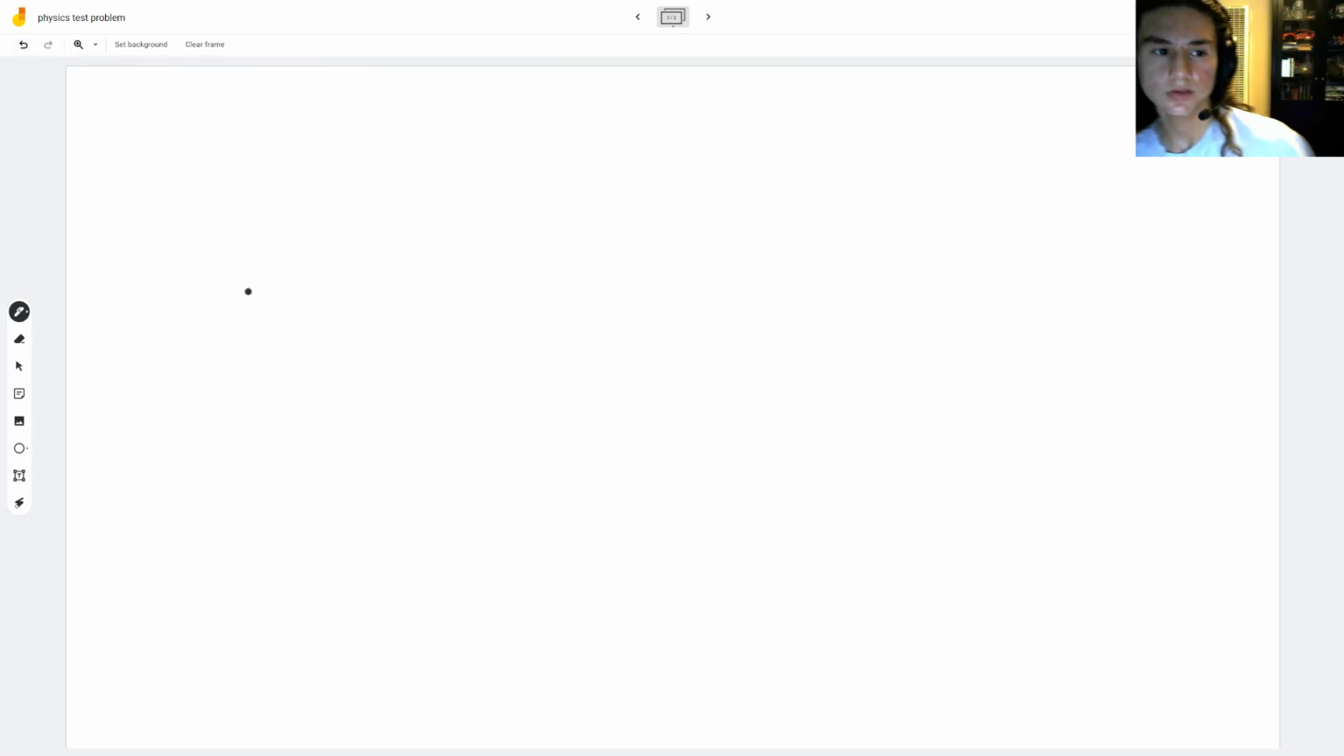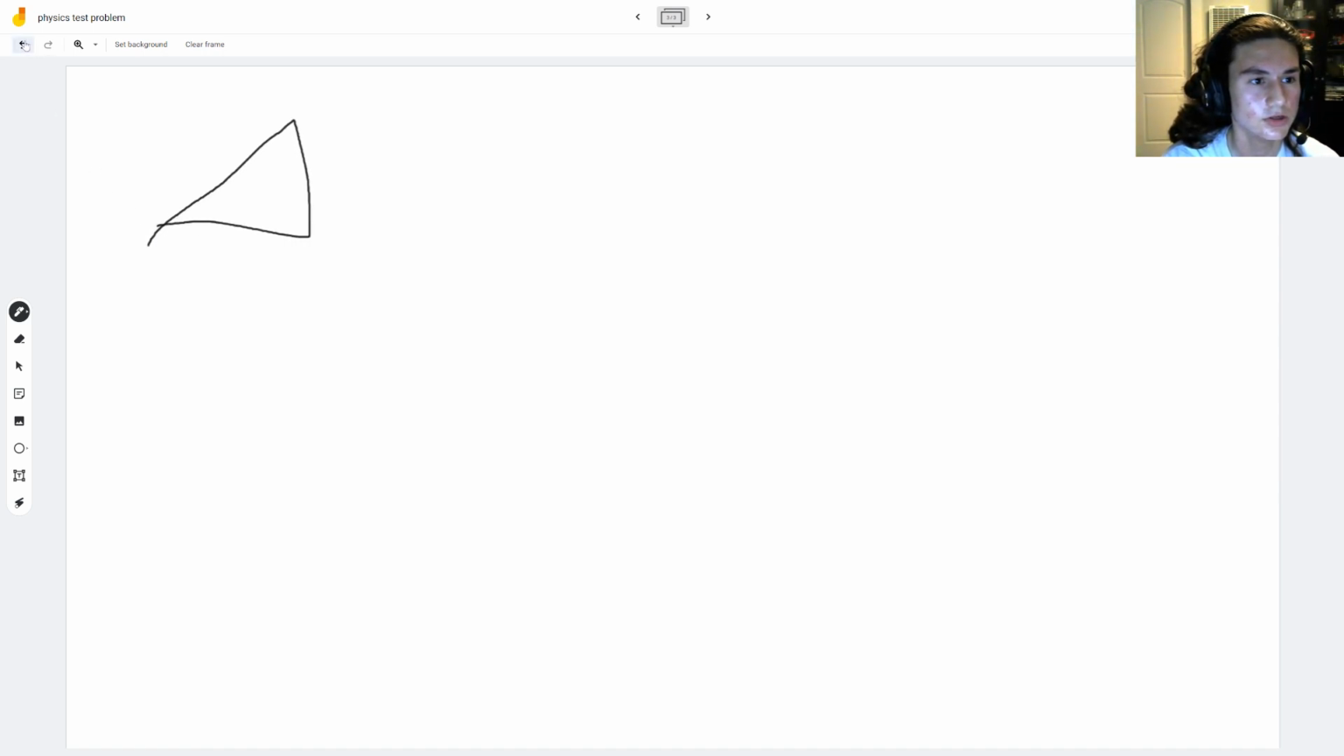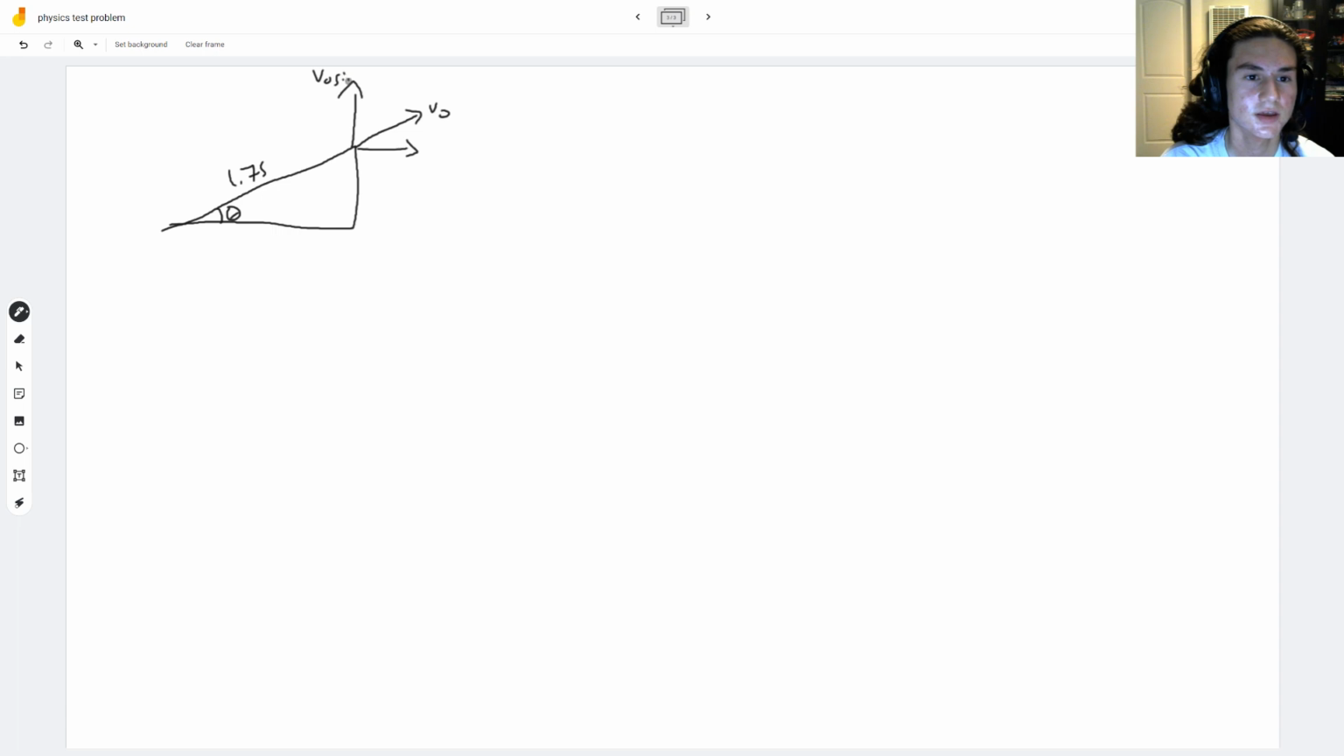So I'm going to start a new page. This time it's going to be a little bit more complicated. Because basically we're still going to have our angle theta. We're still going to be 1.75, and we're still going to have our initial velocity, which is going at our angle theta. But this time, we're still going to have v0 sine theta and v0 cosine theta. But this time we're going to be starting with an initial x position, which is just going to be equal to 1.75 cosine of theta.